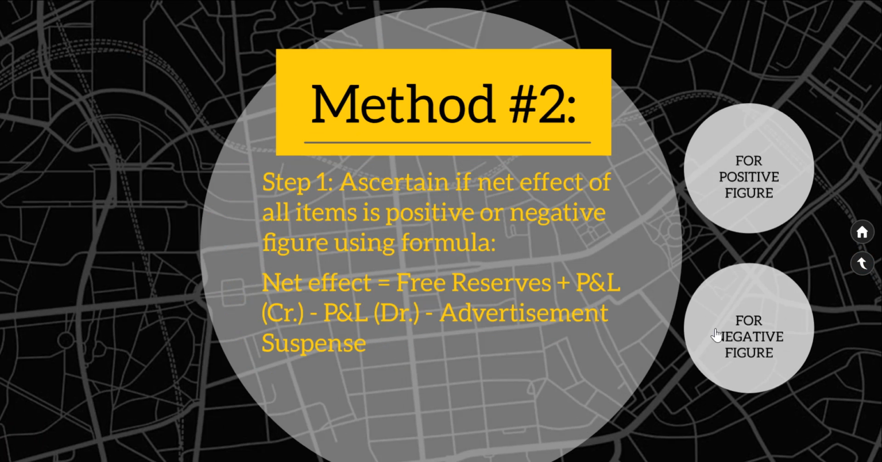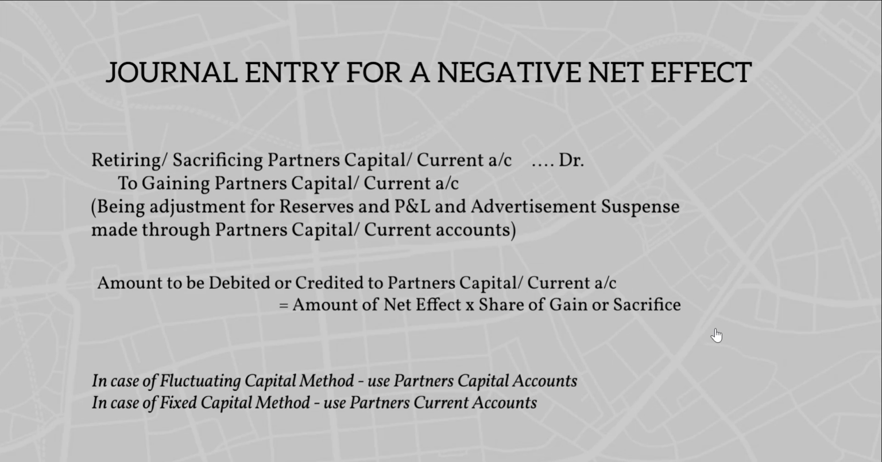Whereas if the net effect is a negative figure, we will reverse the entry and debit the retiring partner's or any other sacrificing partner's capital or current account and credit the gaining partner's capital or current account. Narration being adjustment for reserves, P&L and advertisement suspense made through partners' capital or current accounts. The amount to be debited or credited to the partner's capital or current account is equal to the amount of the net effect multiplied by the share of gain or sacrifice of that partner.